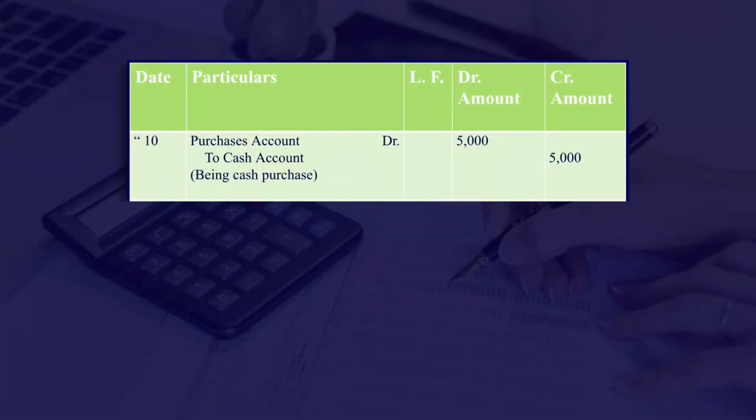So, therefore, as per the rationale of the nominal accounts, debit all expenses and losses. So, here we debited the purchases account. So, the journal entry would be purchases account debit to cash 5,000 rupees.